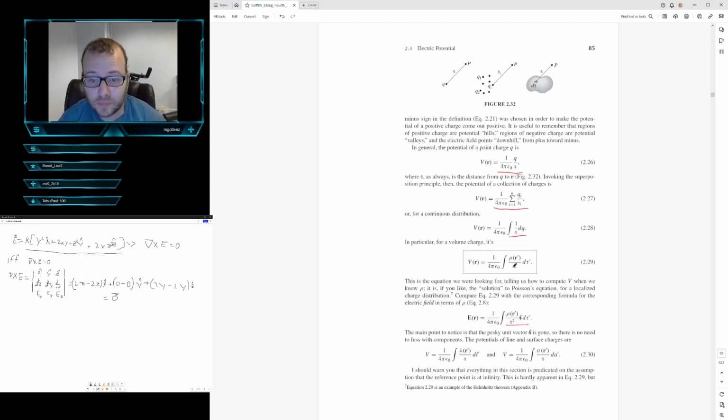So, what we see is that the potential has no component vectors. This is purely a scalar problem. You are taking the charge density as a function of its position, dividing it by R, and summing over all of its volume components.